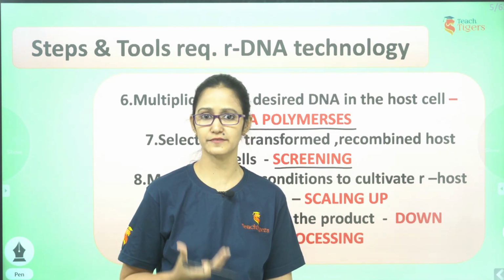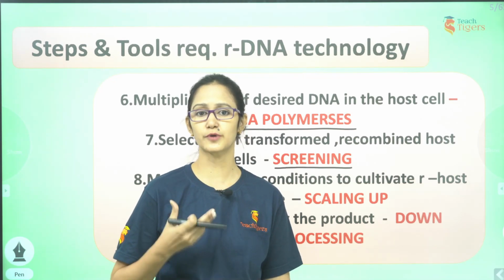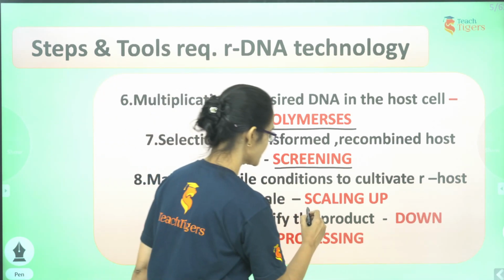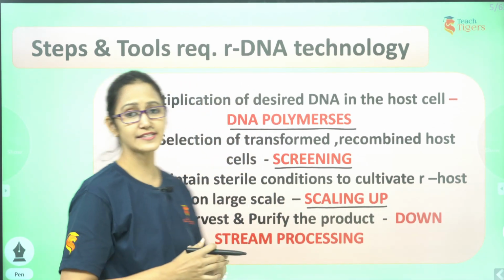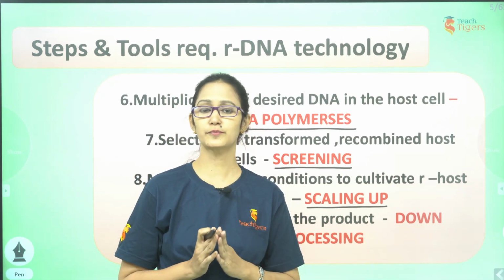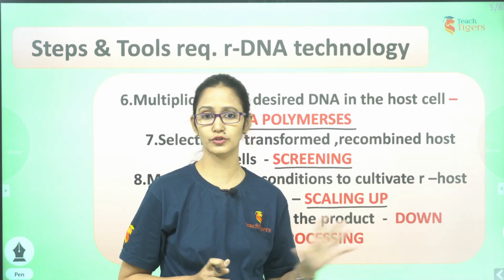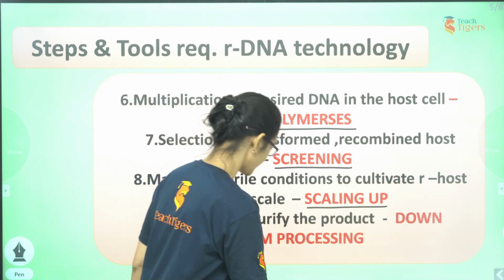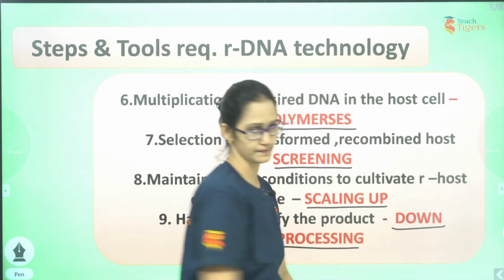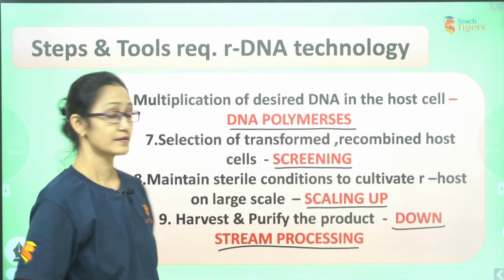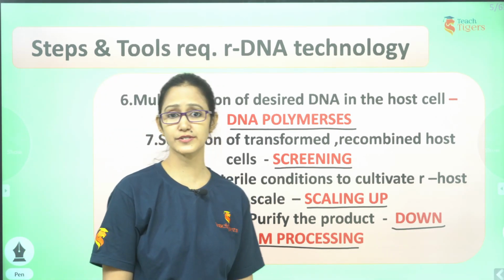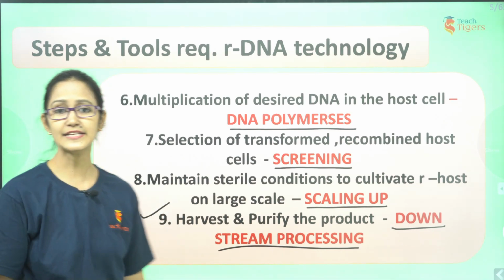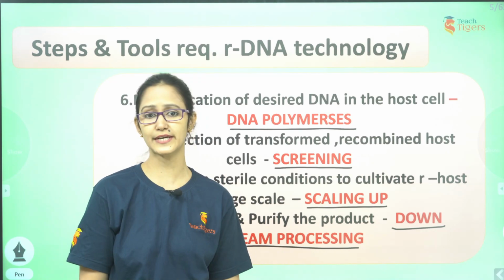This is the designer product we have in our hand, and with this designer product we have to go for the large scale cultivation, and this process is called scaling up. Now once the large scale cultivation is done, where you have to provide all the optimum conditions for the growth of the recombinant host, as a last step we have to harvest the product in a step called downstream processing. So as you have seen here, the biotechnological process is a multi-step process which involves a total of 9 steps altogether, and at each step we have to make use of so many tools and techniques.